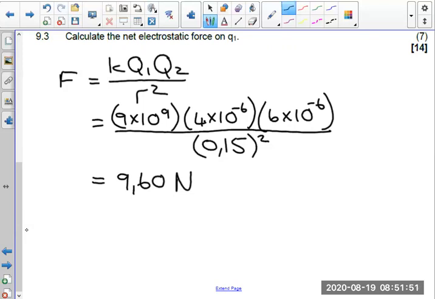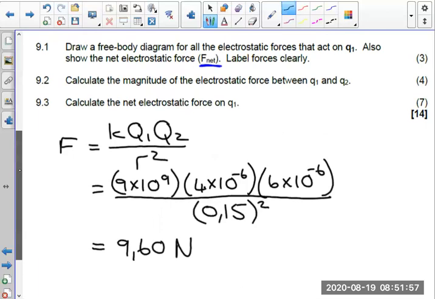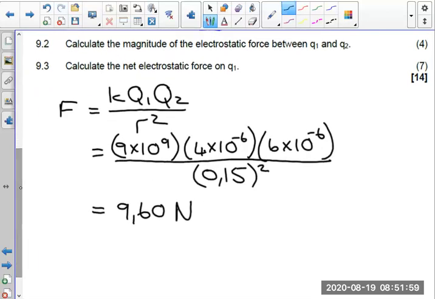So say 9.60, that would be the force between the two. Okay, they say calculate the magnitude, so we don't have to say direction, we don't have to say it's repulsive or attractive or to the right or upwards. Magnitude means we can just give 9.60 newtons. And now they say, calculate the net electrostatic force on Q1.